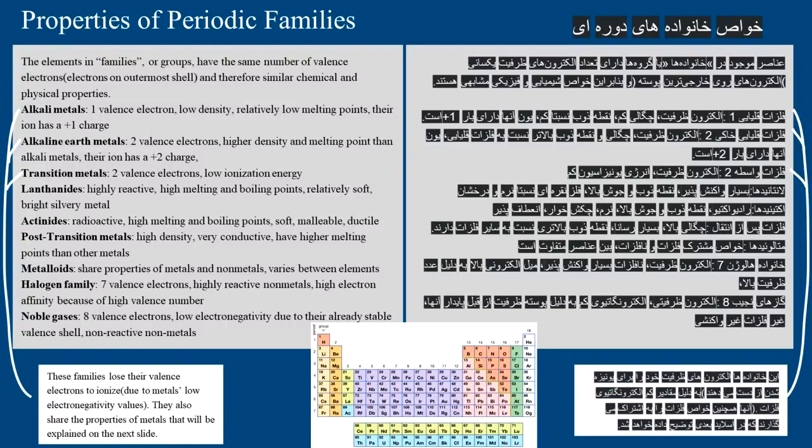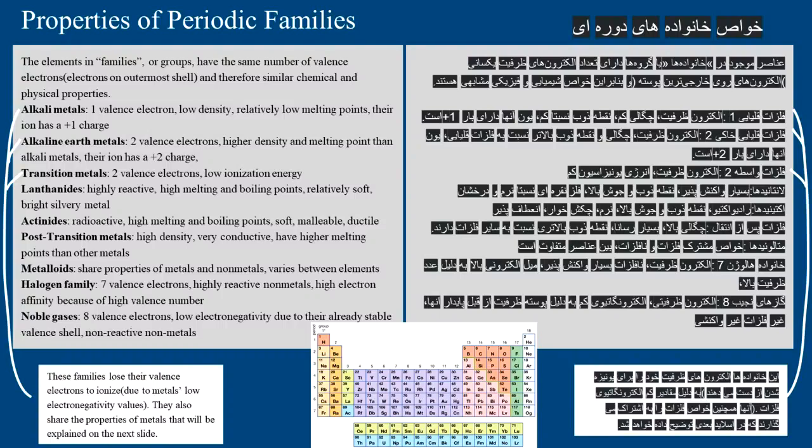After that, we have post-transition metals, which have a high density. They're very conductive. They have a higher melting point than most other metals. And then we have metalloids, which share properties of both metals and nonmetals. It varies between the elements, depending on where they are on the periodic table.